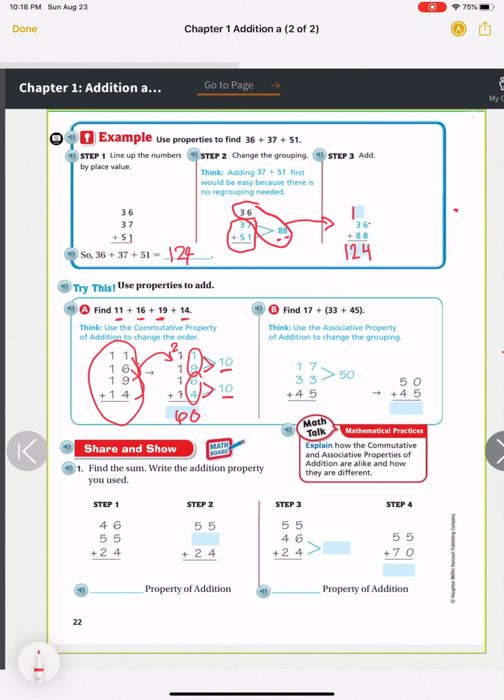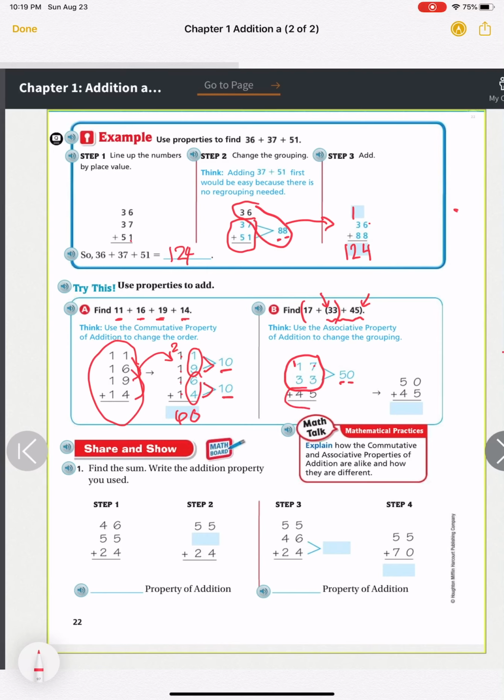Let's look at sample B. Find 17 plus 33 plus 45. Oh, and you see these parentheses. This tells me I can use the associative property to change my grouping. Normally we would group these first, but to make it easier to do some mental math, we are going to change the grouping. We are going to change it to 17 and 33 right here, because I know that 7 and 3 is 10. And there's my set of 10s. I would carry the 1, 3, 4, 5, and 17 and 33 give me 50.